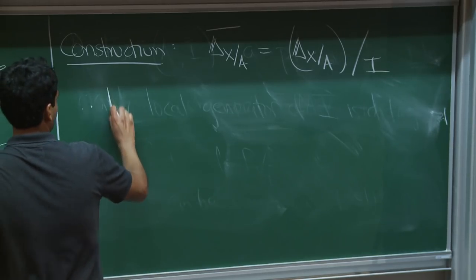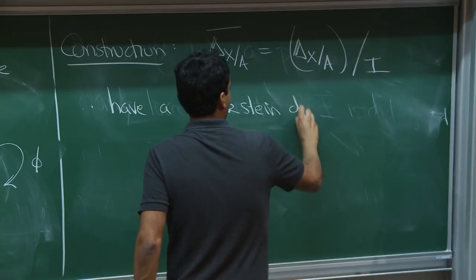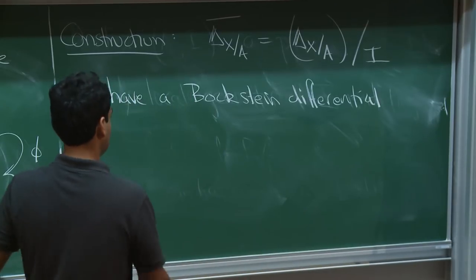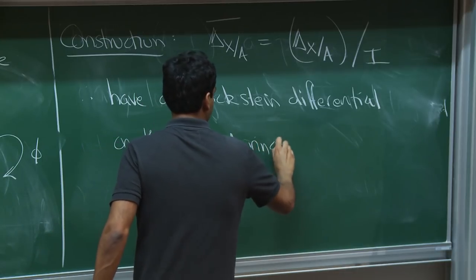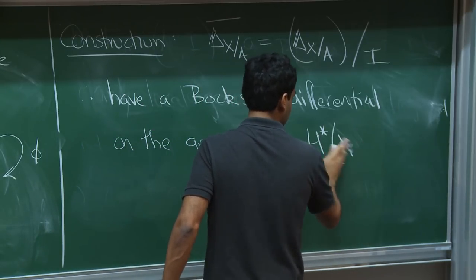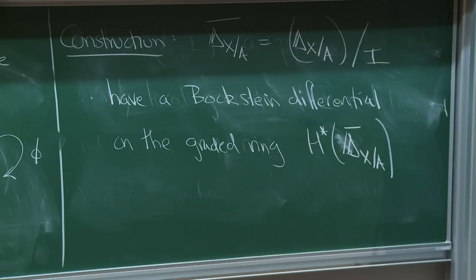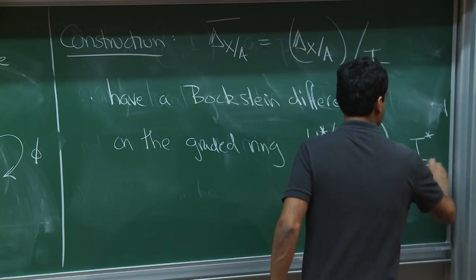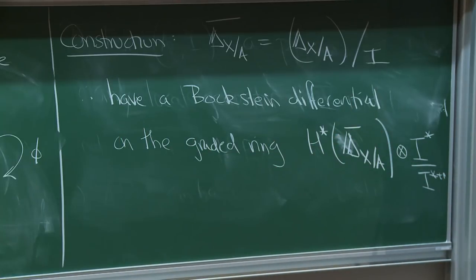So therefore, we have a Bockstein differential on the graded ring H star of prism bar, except I have to twist everything because my ideal need not be principal. You can ignore this twist for the moment. If you just think about one of the relevant examples, the ideal is principal, and then it's just the usual Bockstein construction that goes from HI to HI plus 1.